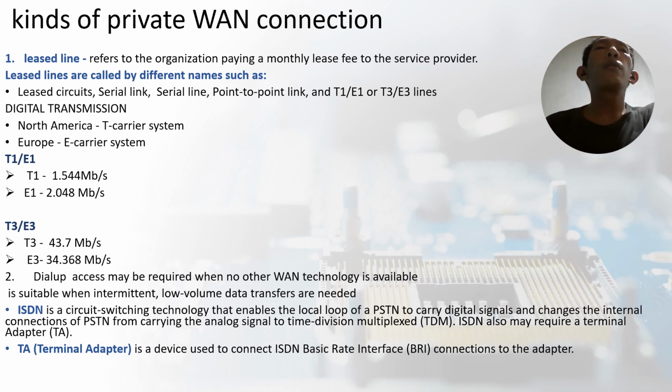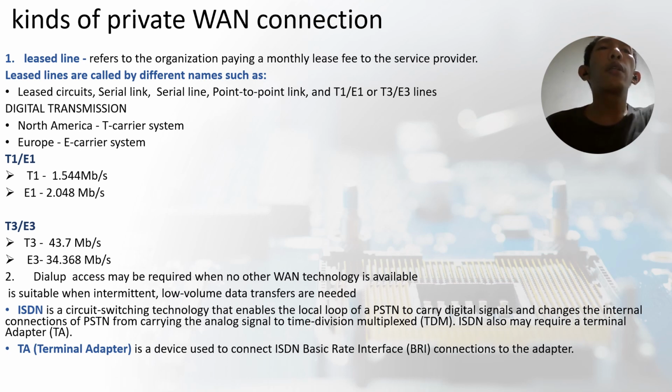In North America, service providers use the T-carrier system to define the digital transmission, and in Europe, the service providers use the E-carrier system to define the digital transmission. T1 supports 1.544 Mbps and E1 supports 2.048 Mbps. For T3, it supports 43.7 Mbps and E3 supports 34.368 Mbps.